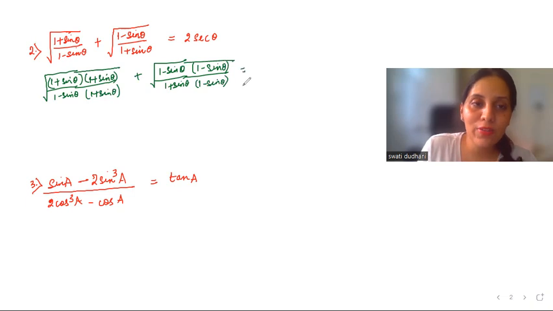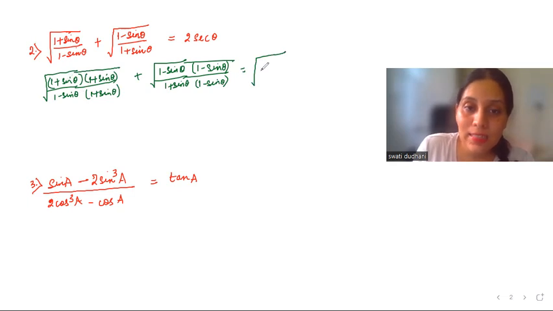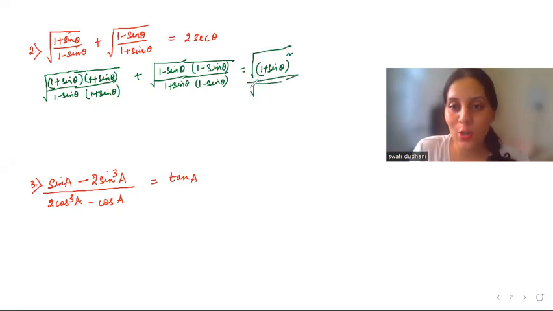All right. Now, if I open up the bracket, I have 1 plus sine theta multiplied twice. So I can write (1 plus sine theta) whole square. So what I'll do is separate the roots. The root is there for the numerator as well as the denominator.